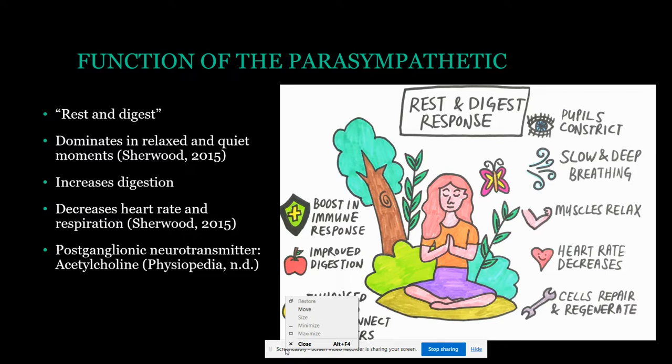In our body, the parasympathetic nervous system takes over during these less stressful moments and increases functions like digestion or slowing down our heart rate and our respiration.